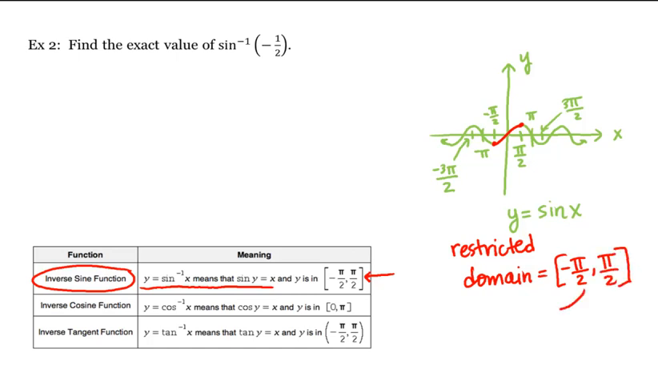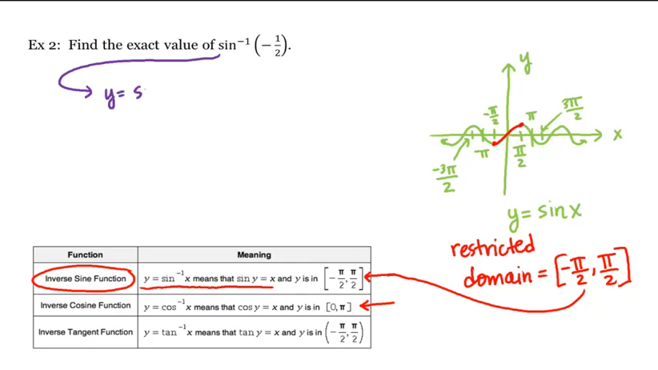And remember, the restricted domain is now the range of our inverse. And notice that is a different interval than we just saw with the cosine function. In fact, on the interval from 0 to pi, sine is not 1-to-1. All right, so let's compute our value here.